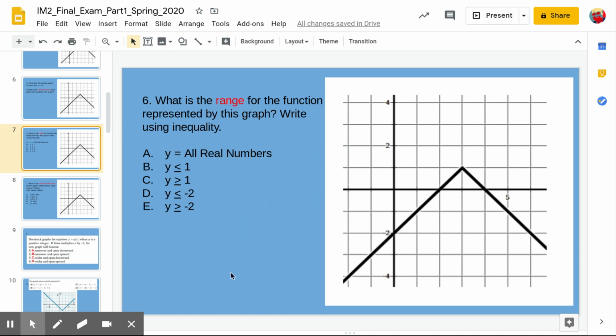A, y equals all real numbers. B, y is less than or equal to 1. C, y is greater than or equal to 1. D, y is less than or equal to -2. E, y is greater than or equal to -2.